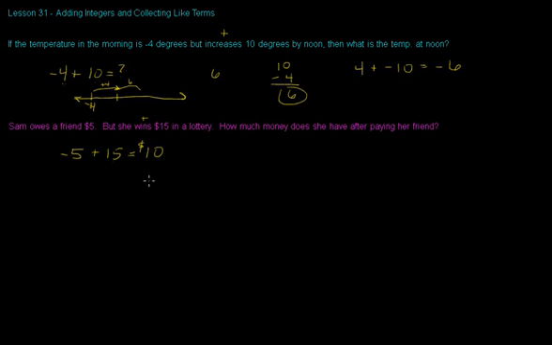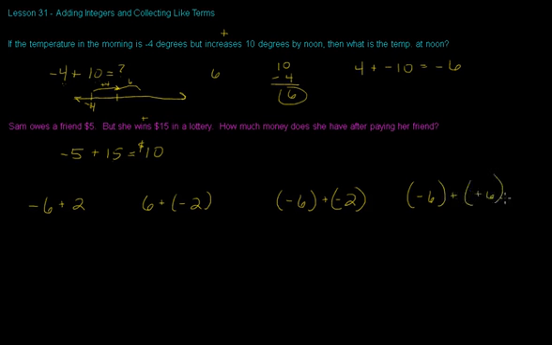Let's see if you can do these on your own. Okay, -6 plus 2. 6 plus a -2. -6 plus a -2. And -6 plus a +6. You pause it and see if you can do these on your own.